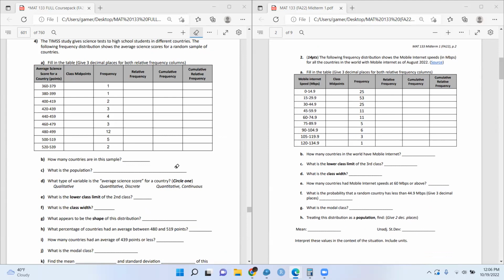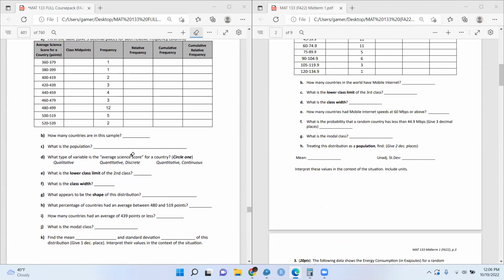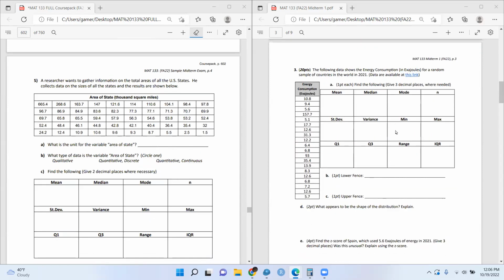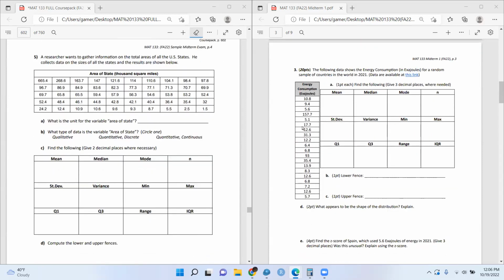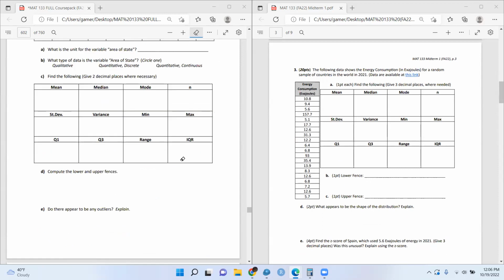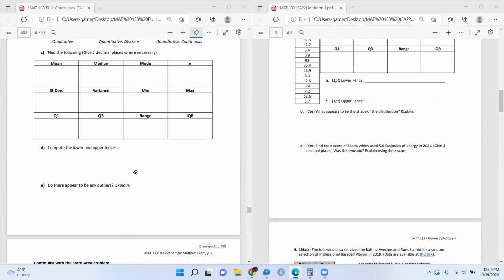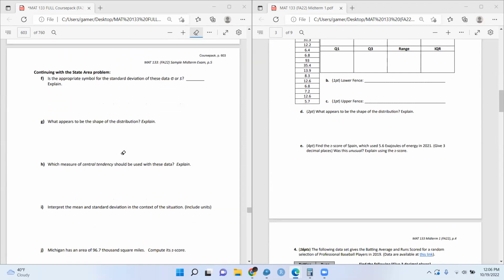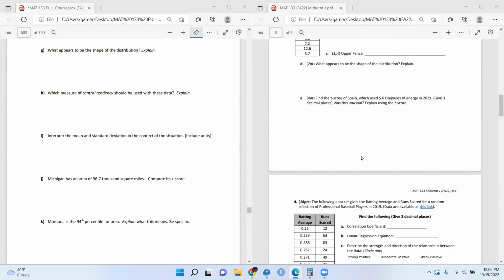I mean, there's almost no difference. And then question 5, same thing. Find the same stuff, calculate some fences. What's the shape? Though I didn't ask you about outliers. What's the z-score?